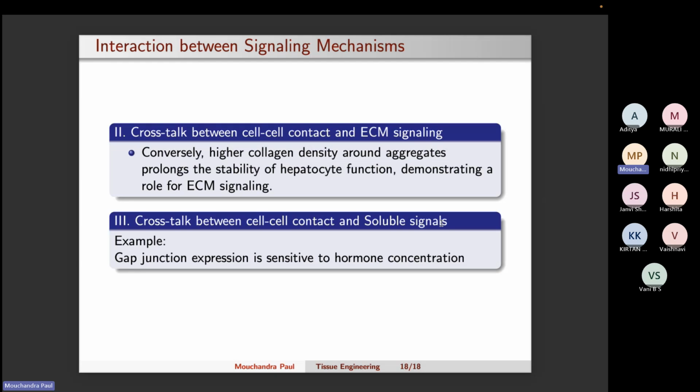Hormones are involved in endocrine signaling. So if a particular type of hormone is present, then only a particular type of gap junction protein will get expressed. So they are somehow interrelated, and people have observed it. These are some examples to show how the different pathways of cell signaling can influence one another and thus influence the cellular function.